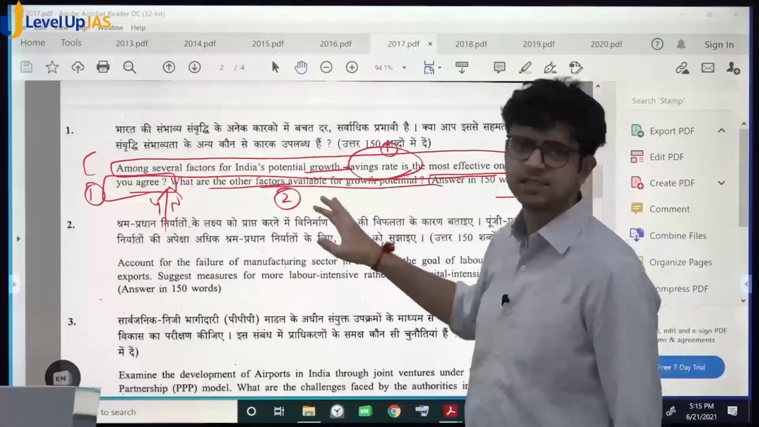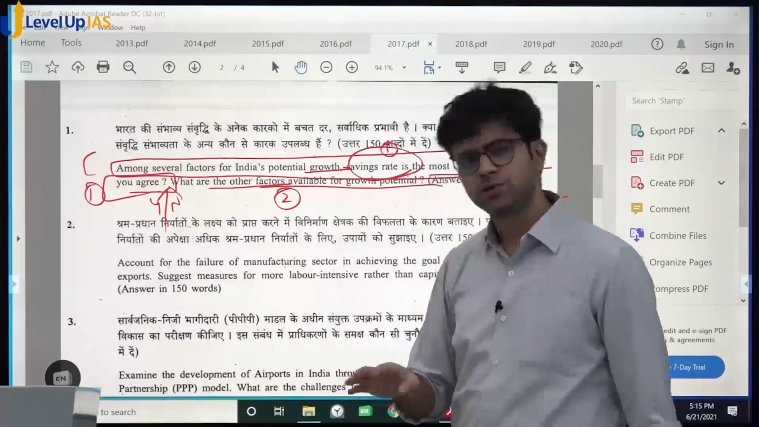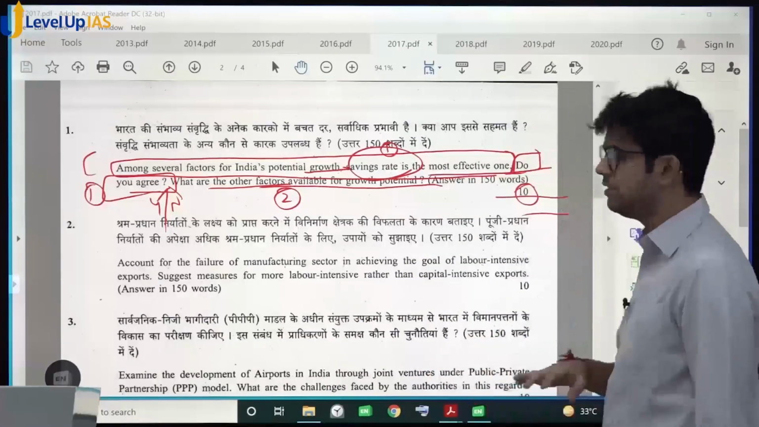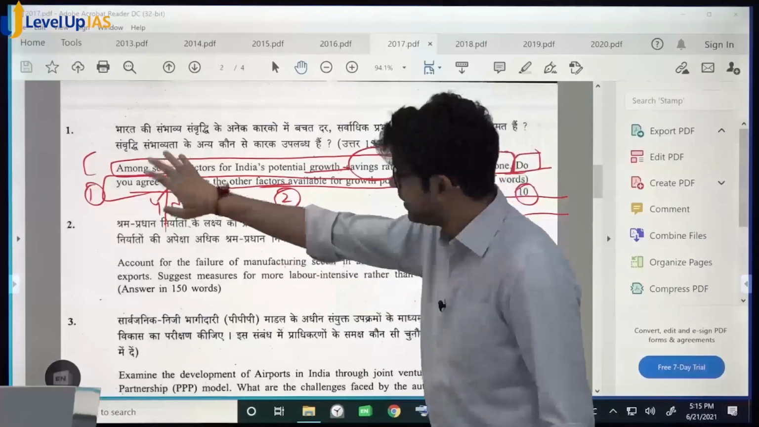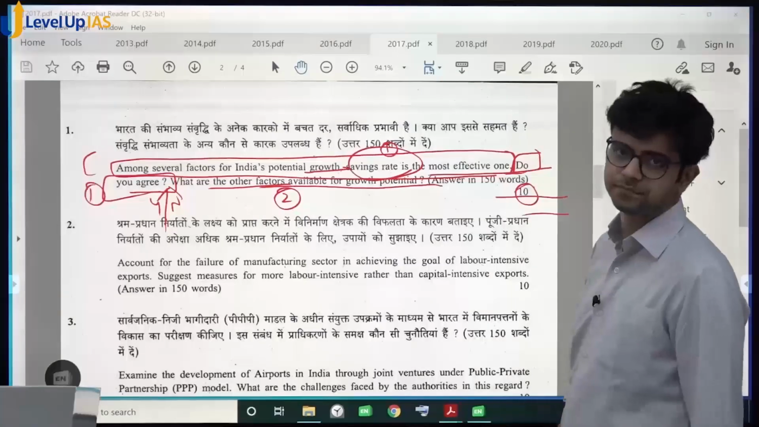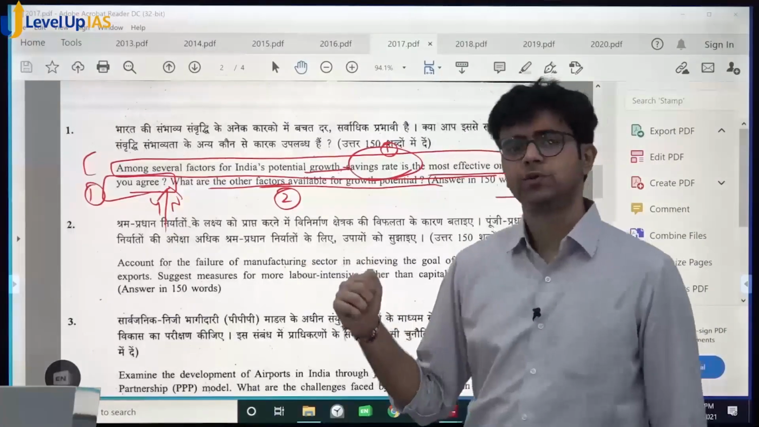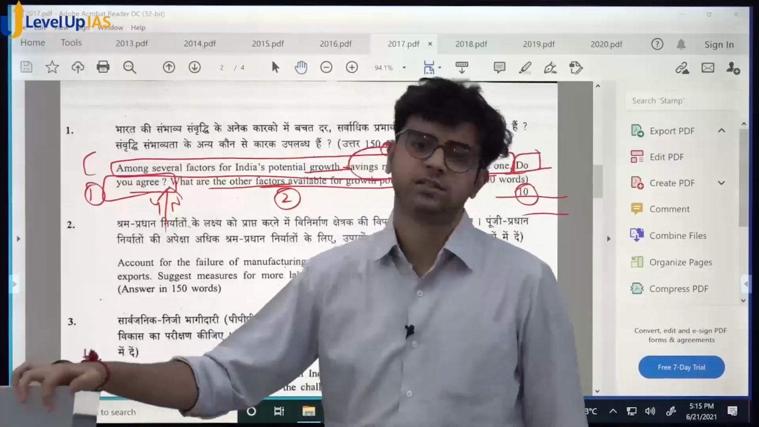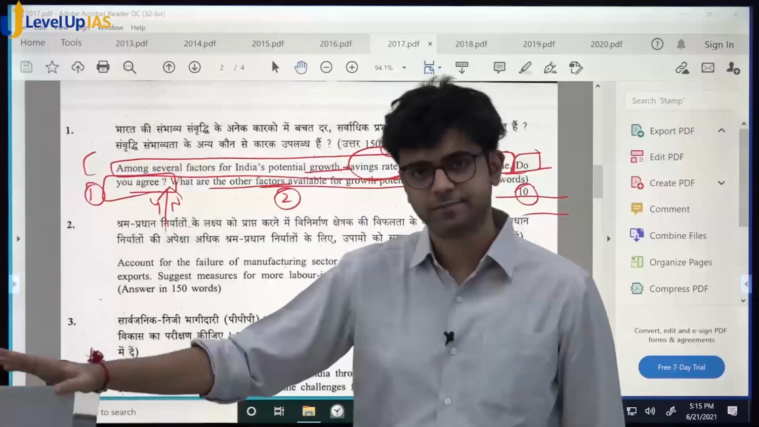And trust me, in this answer, both are correct. You can say yes also, you can say no also. But what is the answer, I will tell you, the answer given by the government. First part is this. Second, what are the other factors available for growth potential? This is the second part. Which part would have more weightage? What do you think? And why?